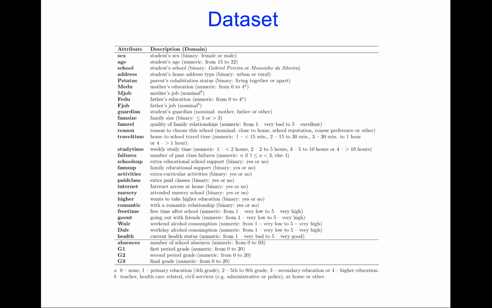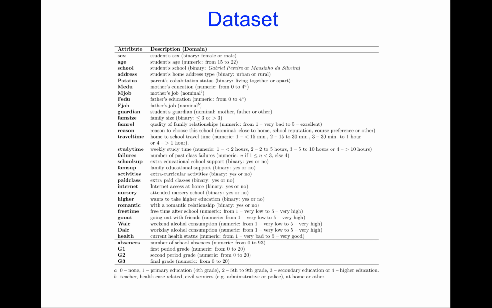Higher. Does the student want to take higher education? Yes or no? Romantic. Is the student currently in a romantic relationship? Yes or no? Free time. How much free time does the student have after school, measured from 1 to 5, 1 being very low, 5 being very high. Go out. Does the student go out with friends? It is measured from levels 1 to 5, where 1 is very low, 5 is very high.